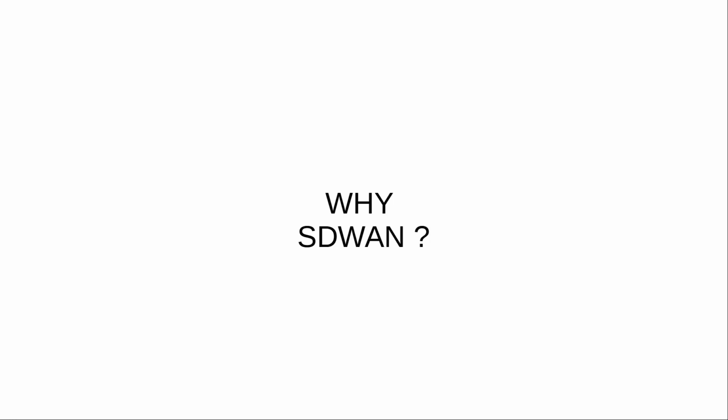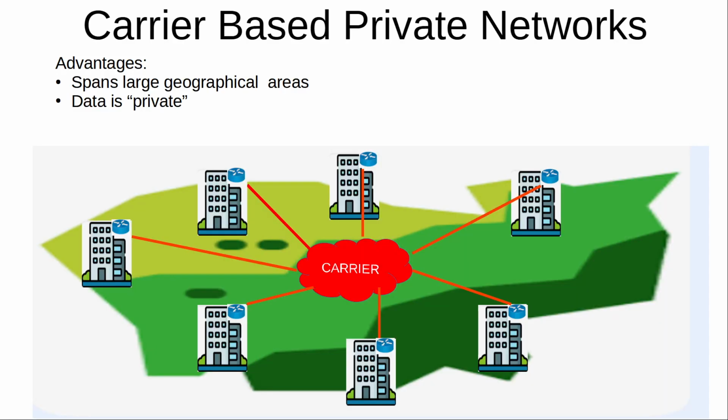What I want to show in this session is the historical approach of how wide area network technologies evolved in such a way that enterprises had to adopt SD-WAN solutions. Historically, in order to have wide area networks, enterprises would use carrier-based private networks. They were good because a carrier usually spans large geographical areas.